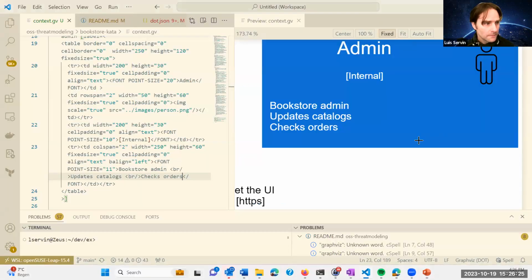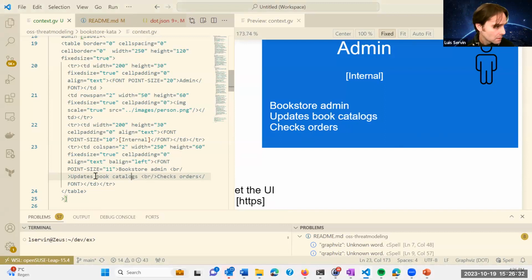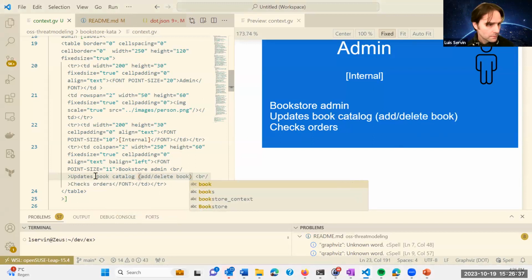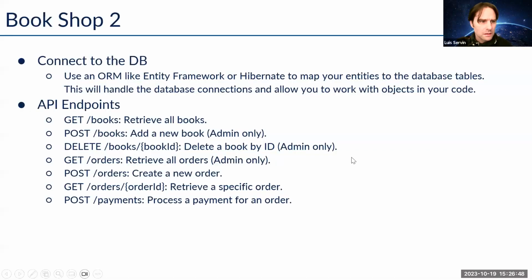So let's see. Update the book catalog, updates book catalog. Delete book. And checks customer orders. But there was something else missing, right? So what am I missing? So I have get books, post books, delete books, get orders, post orders from the customer, get orders.